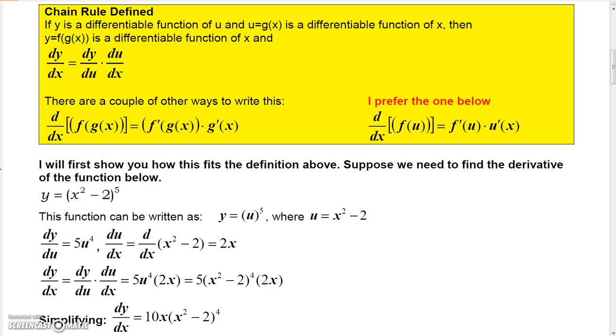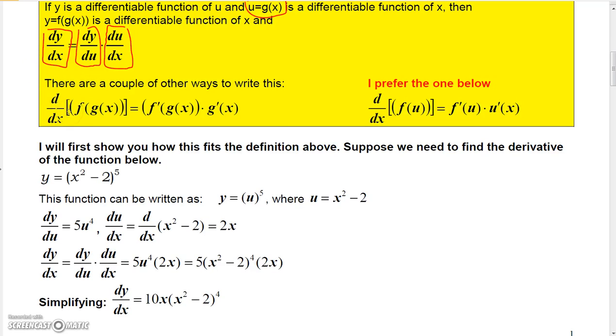Okay, so here's the chain rule. If y is a differentiable function of u, where u is some function of x, then y equals f of g of x is a differentiable function of x. And so basically what we can say is that if you want to find the derivative of y with respect to x, you can take the derivative of y with respect to u and then multiply it by the derivative of u with respect to x.